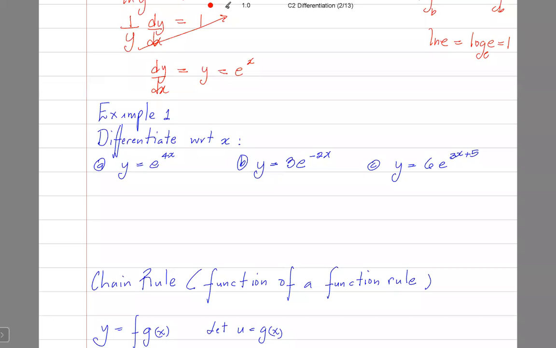In example 1, we're asked to differentiate with respect to x. So WRT stands for with respect to. Let me do the middle one and you do the two at the ends.